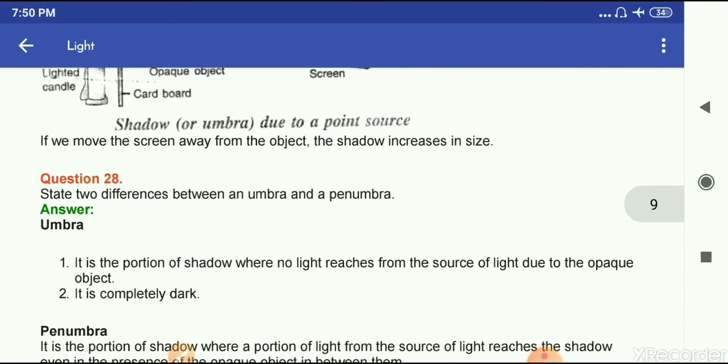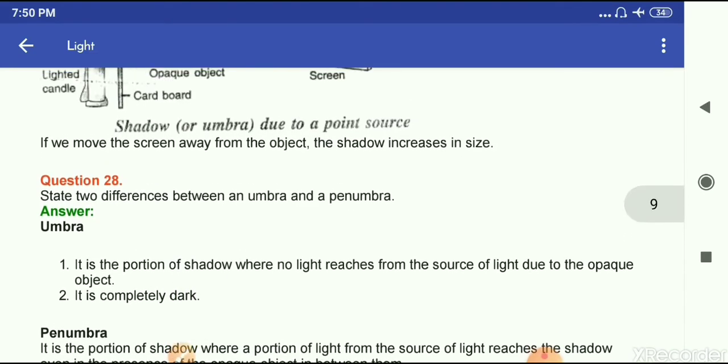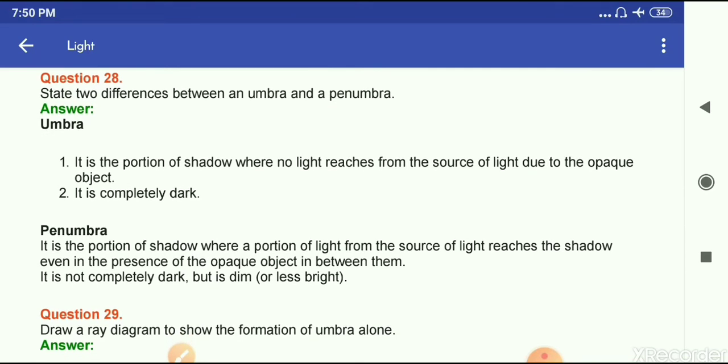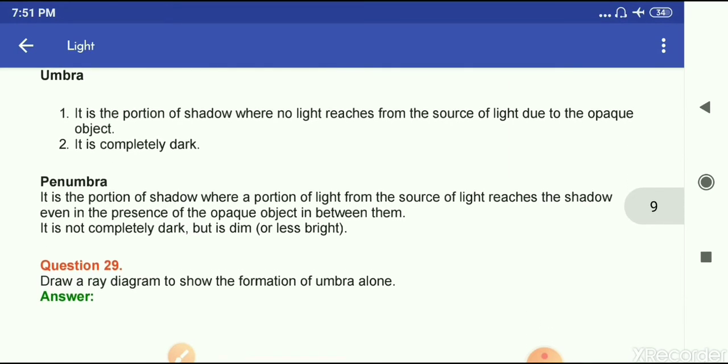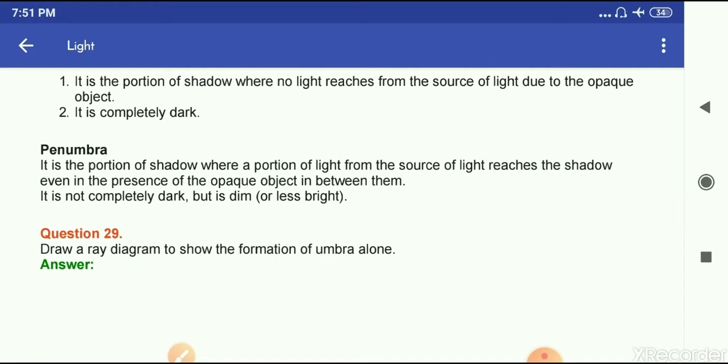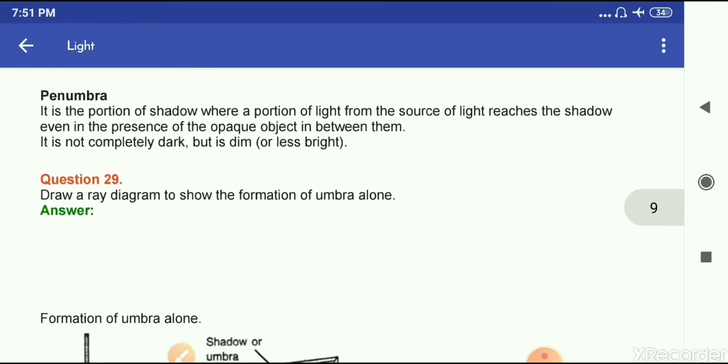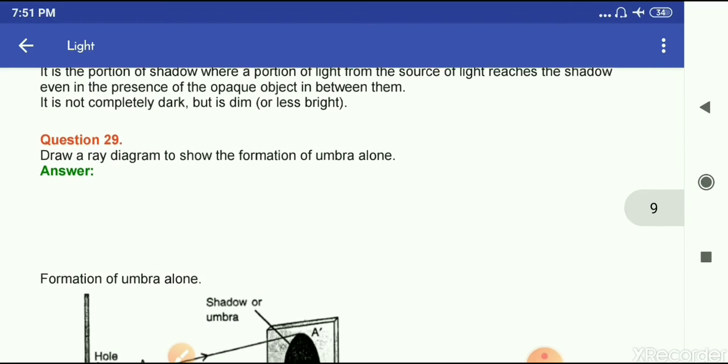Question number 28. State two differences between umbra and penumbra. So these are the two differences. Umbra is a portion of the shadow where no light reaches from the source of light due to the opaque object and it is completely dark, whereas penumbra is a portion of the shadow where a portion of light from the source of light reaches the shadow even in the presence of an opaque object in between them, and it is not completely dark but is dim.